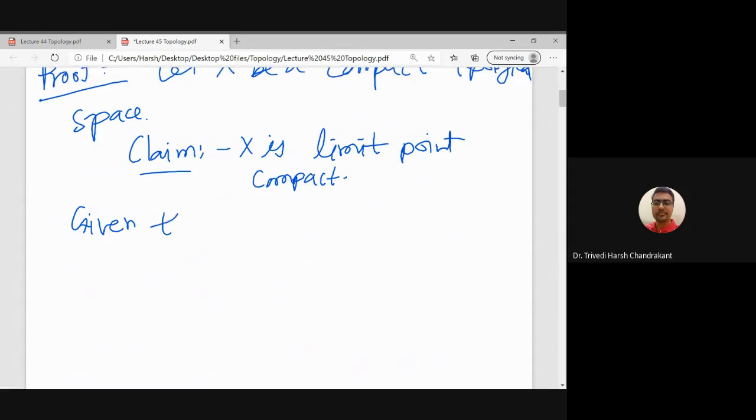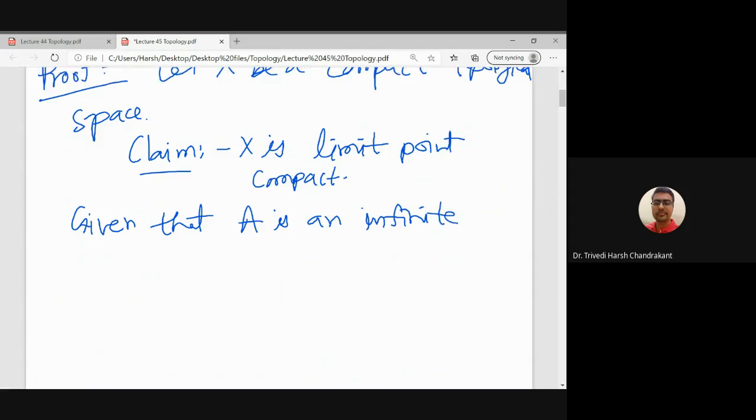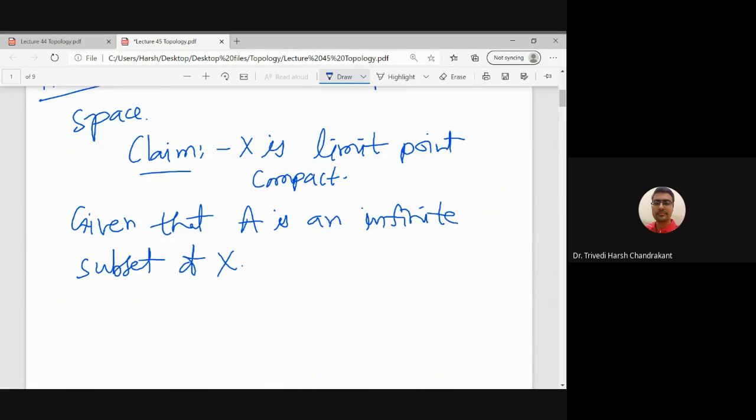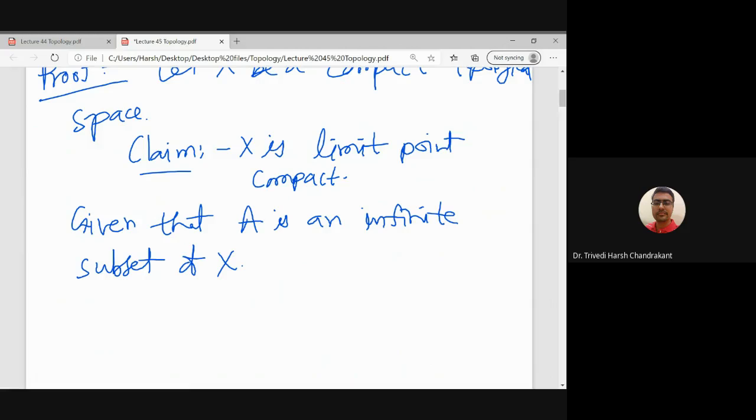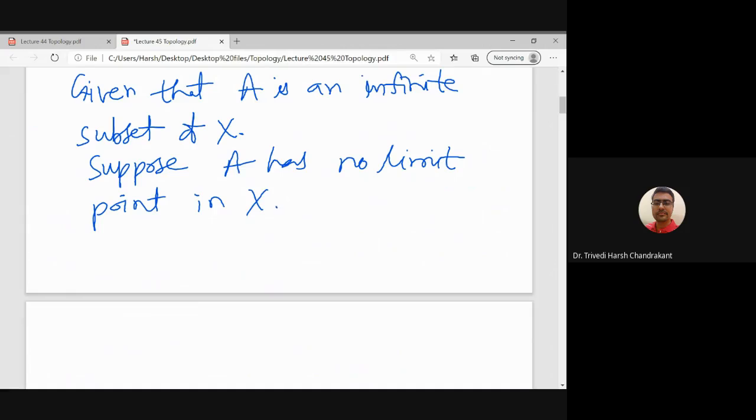Given that A is an infinite subset of X, to prove X is limit point compact, we want to prove that whatever given infinite set A, it contains a limit point. So let us assume that our conclusion is false. That means suppose A has no limit point in X. Later on we will get a contradiction. That will prove that A has a limit point.